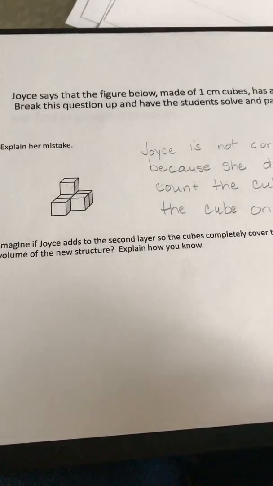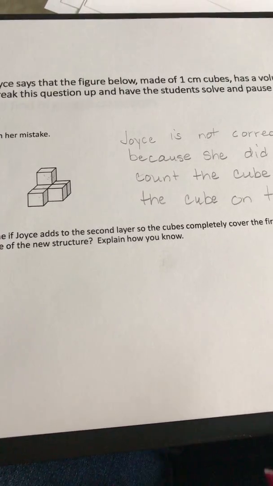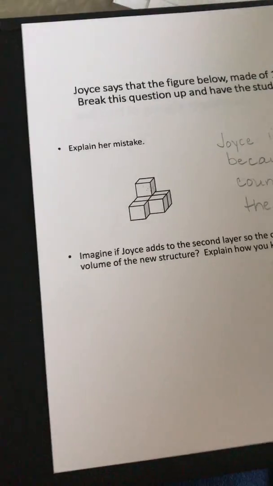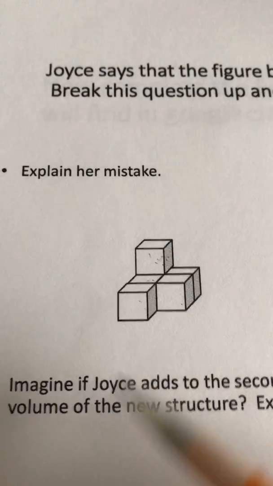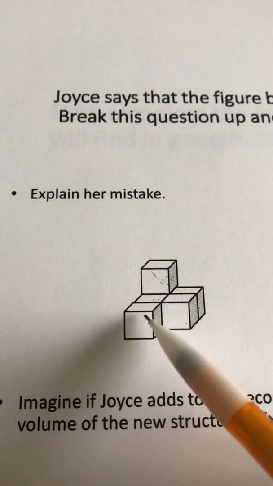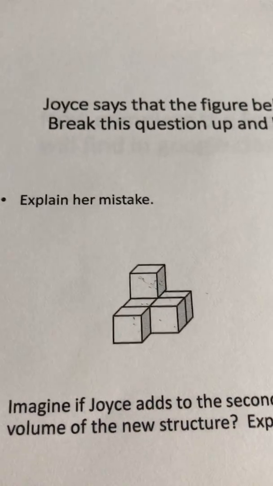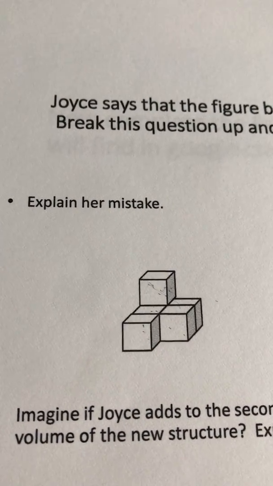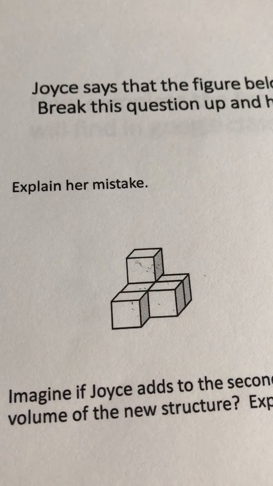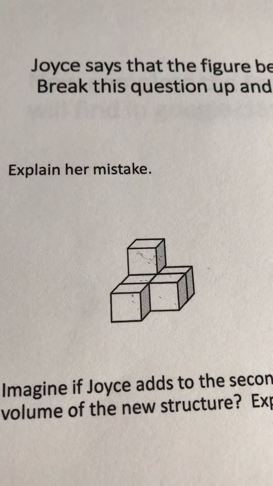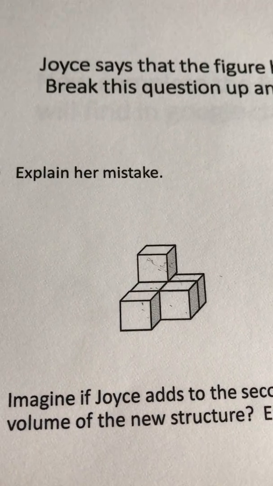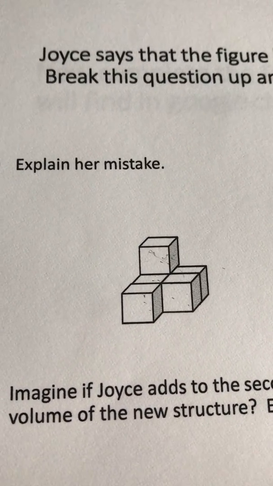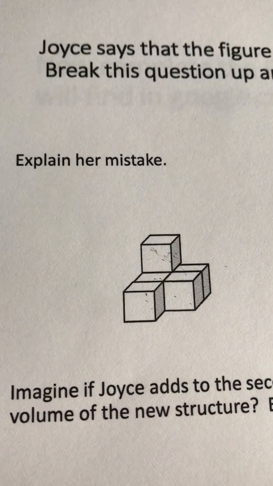So imagine if Joyce adds to the second layer so the cubes completely cover the first layer in the figure above. Okay. What would the volume be of the new structure? So here's the original structure. They want you to put 1 on top of every single one that you have. Go ahead and count the bottom. Pretend that there is a box on top of each one. And write down on your paper what you think the volume will be. I'll give you a couple seconds to figure that out.